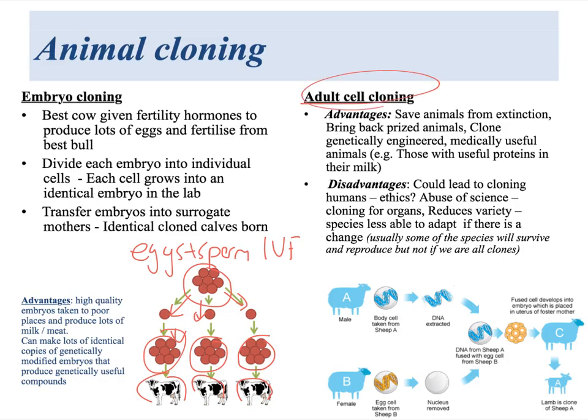Adult cell cloning. We take a body cell from sheep A, and get the DNA, so the nucleus. We get an egg cell from sheep B. We remove the nucleus, so we've got an empty egg cell. We fuse them together, and we've got to say that requires electricity.